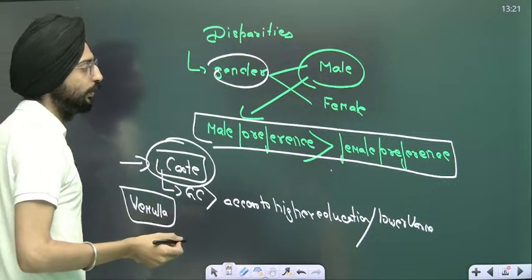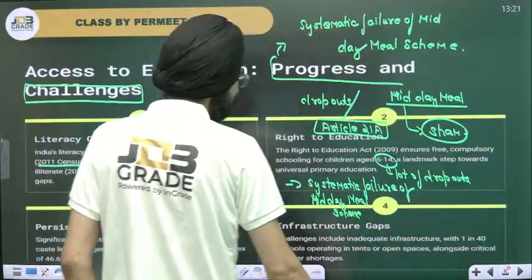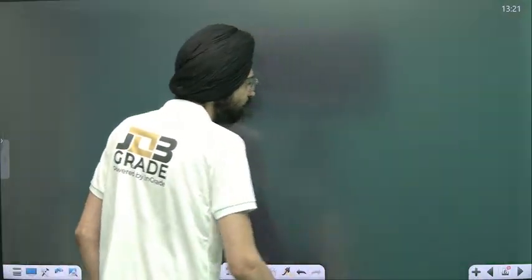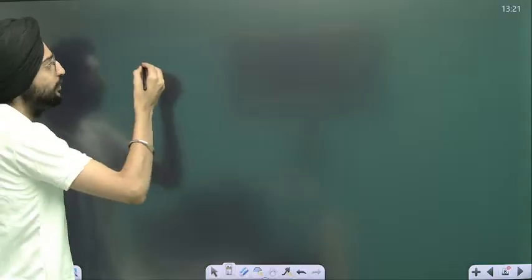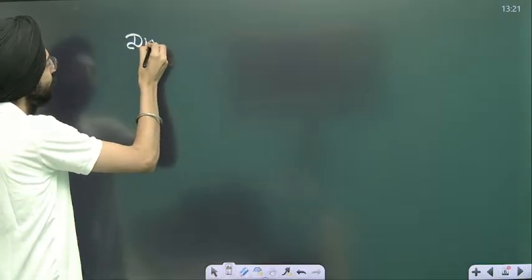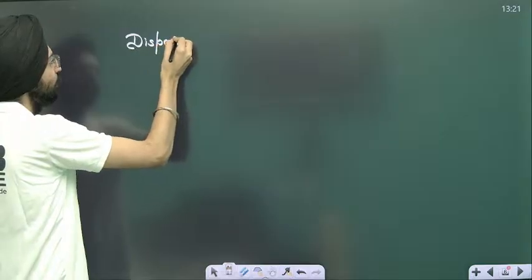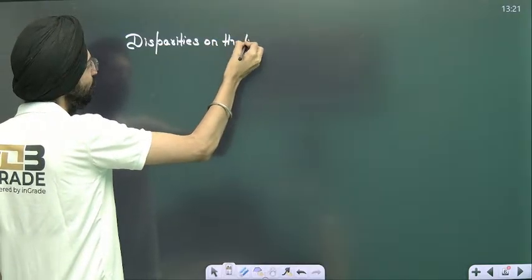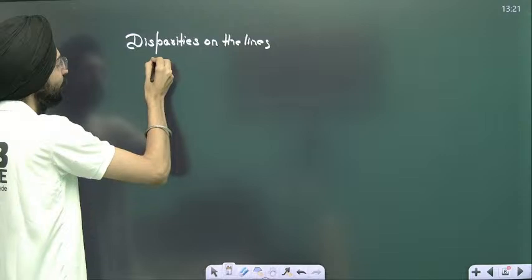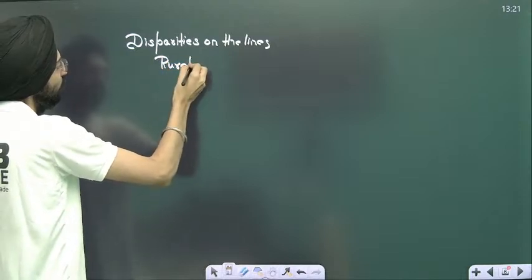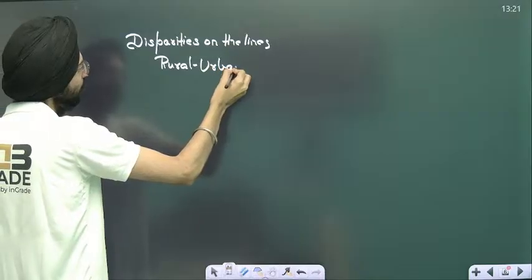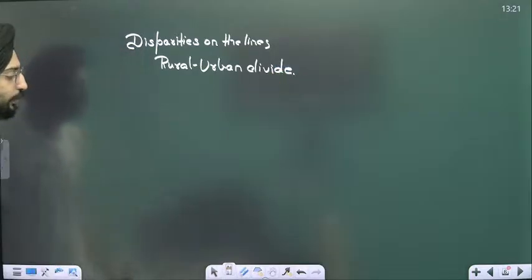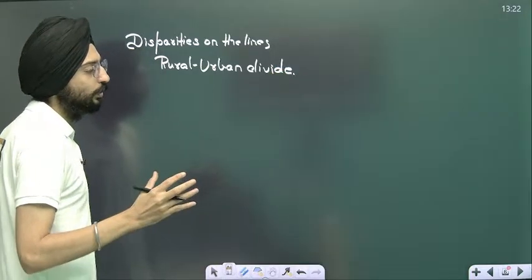And what else? As we have seen, there is a rural-urban divide as well. Disparities on the lines of the rural-urban divide. Now the point is, what kind of discrimination and what kind of disparities are there?